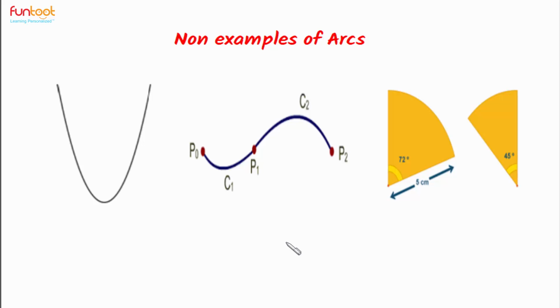Now let us look at some non-examples of arcs. In first and second case, these are not arcs because we cannot have a circle of which these arcs are a part. Also, here in the third and fourth figure, these are not arcs but sectors.